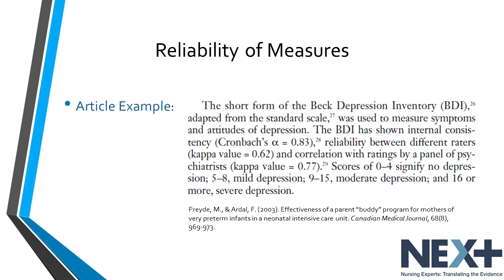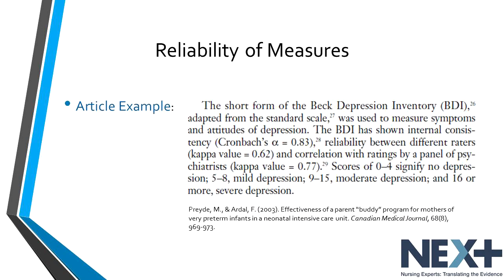Here is an example from a published article. Note that in this example, the authors clearly report that the BDI has shown internal consistency, a form of reliability, with a reported value. They also discuss a second type of reliability, the inter-rater or different raters reliability score, meaning it was consistent between different people using the tool.